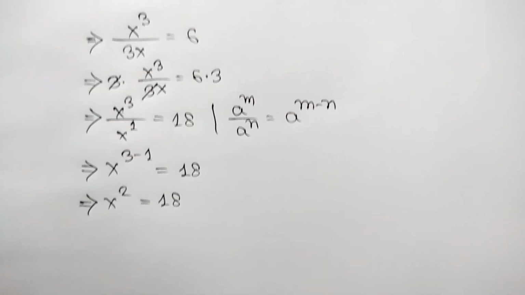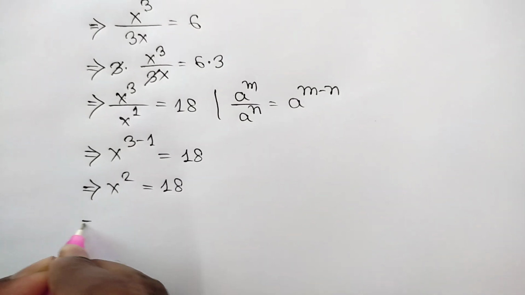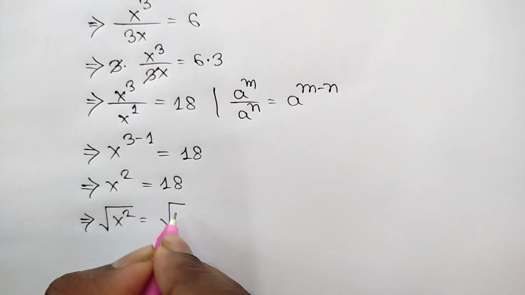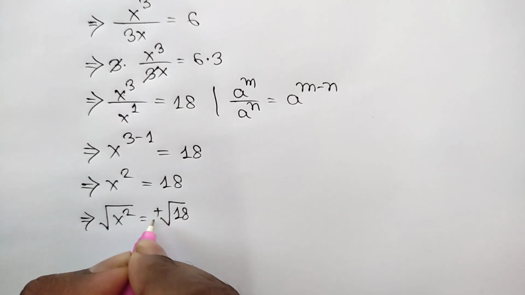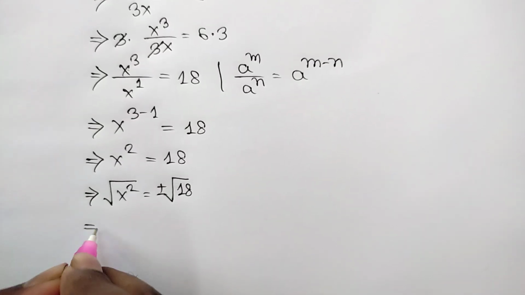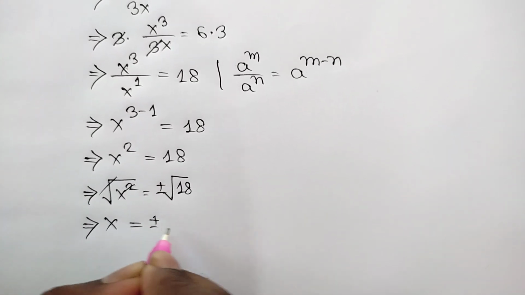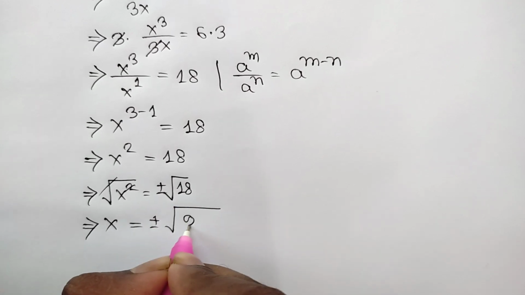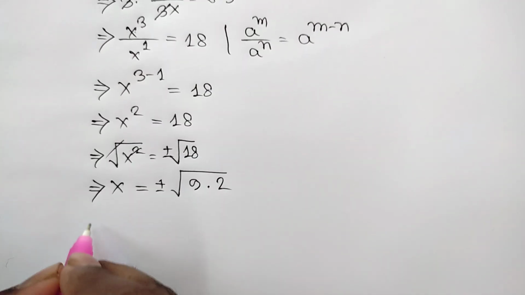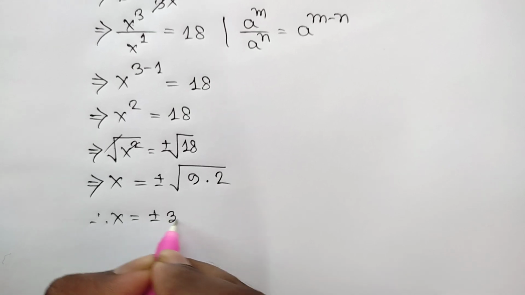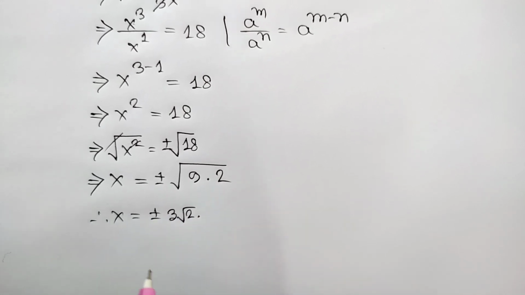Now taking a square root on both sides, we can write square root of x square is equal to square root of 18. Now here, plus or minus. Okay, or this square cancels out this square root, so it will be remaining x is equal to plus or minus square root of 18, which can be written as 9 times 2. So finally the value of x is equal to plus or minus 3 square root of 2, and it is our final answer.